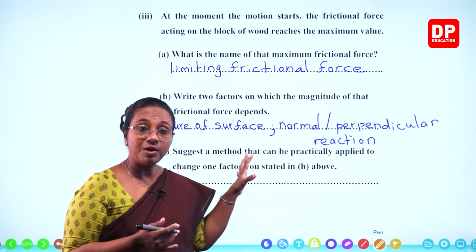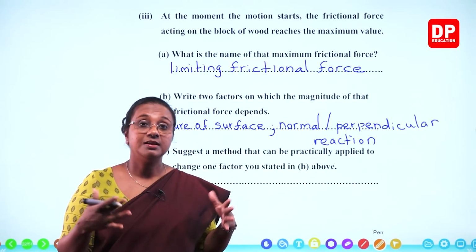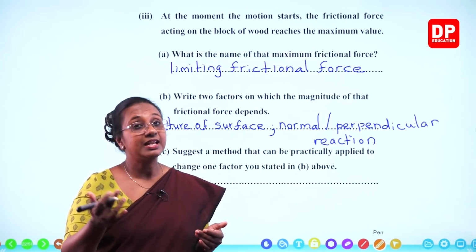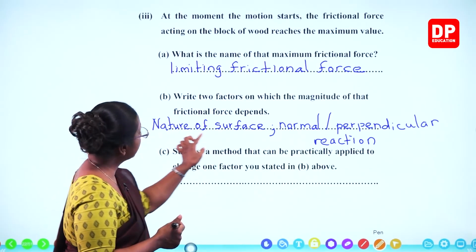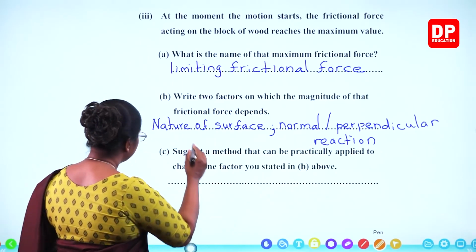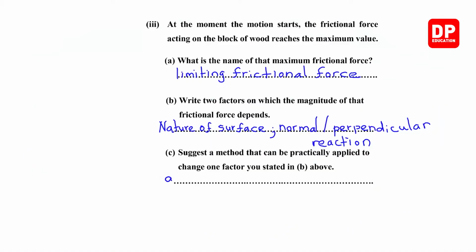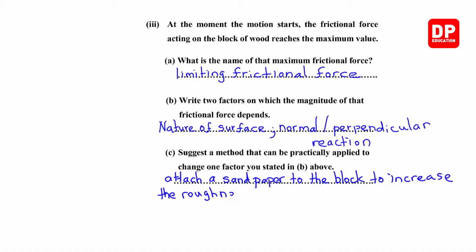But here we have the same block. So what we can do is put powder. Talc powder can be used to smooth it, like in a carom board, you can remember that. So that can be done to change the nature of surface. So we can say attach a sandpaper to the block to increase the roughness of surface.